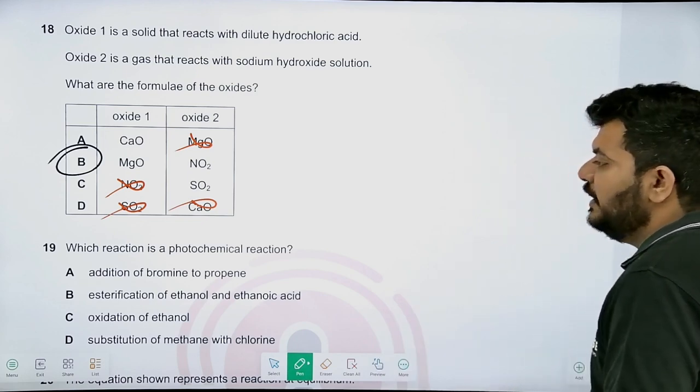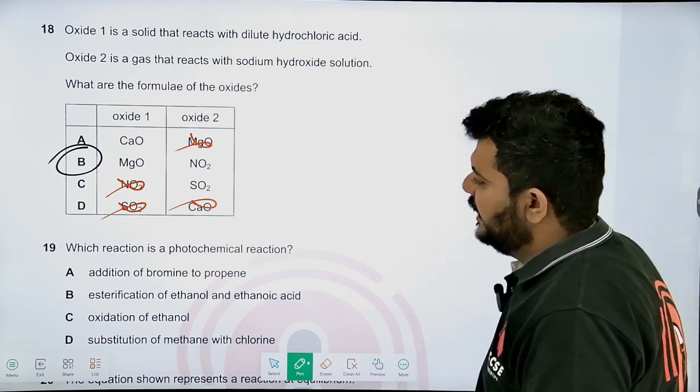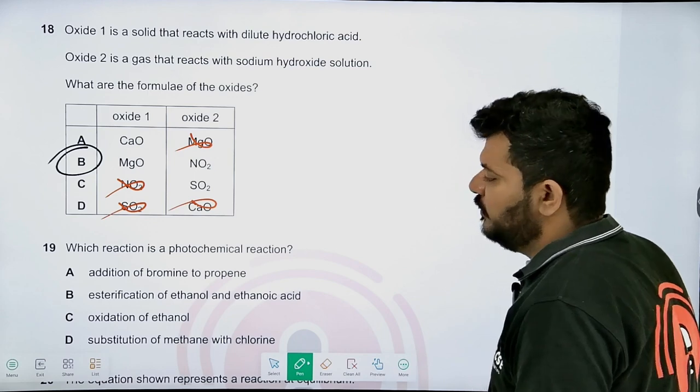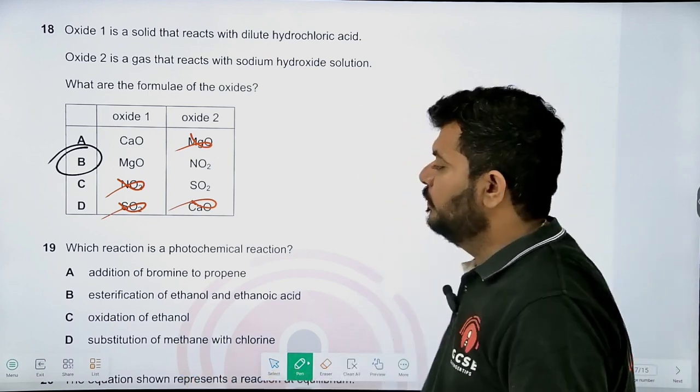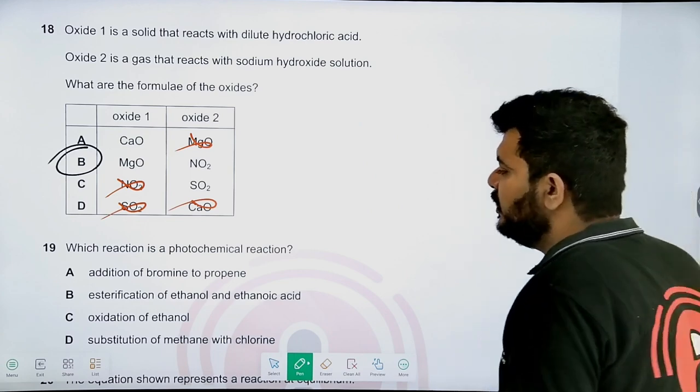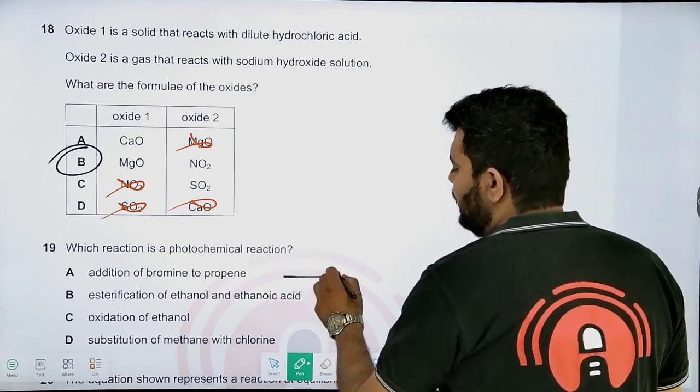It is an alkaline compound. Question 19. Which reaction is photochemical? Photochemical reactions are reactions that require light energy to start. Addition of bromine to propene. No, this is a characteristic reaction.